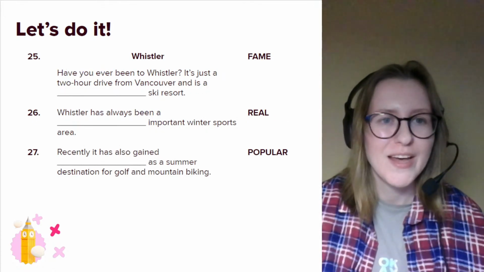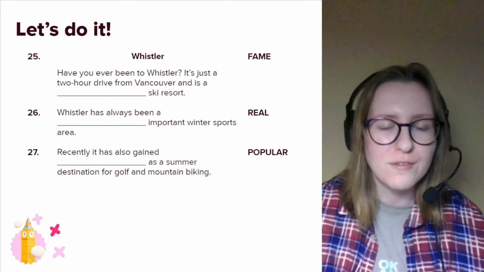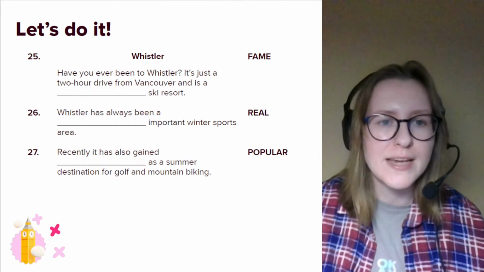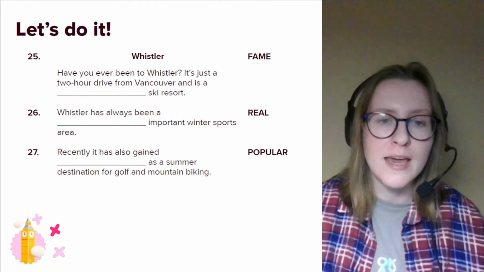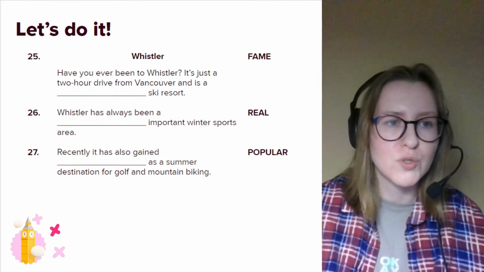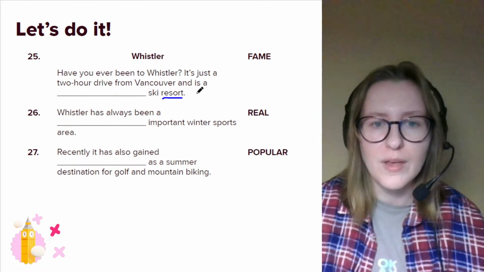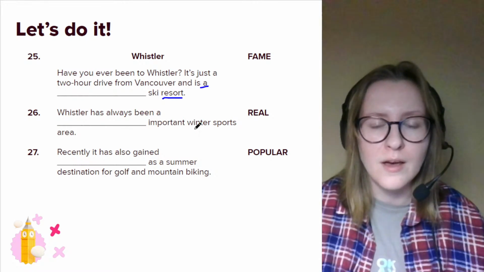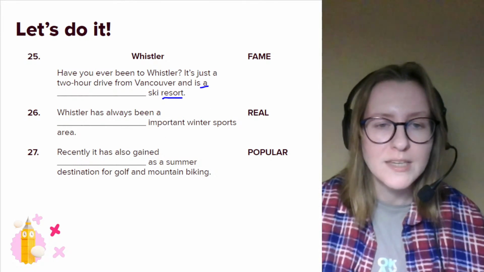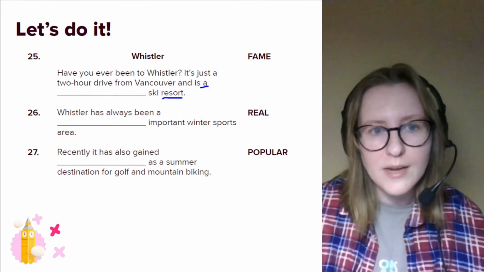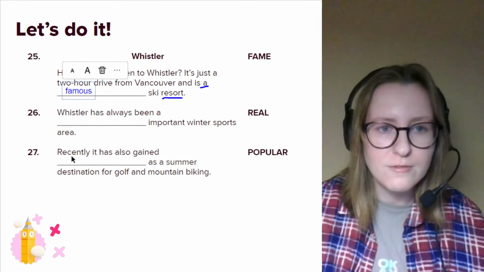Okay, got another one, guys. Moving on. Whistler. Right, let's read the first one. Have you ever been to Whistler? It's just a 2-hour drive from Vancouver and is a ski resort. We have a noun after the gap and an article before it. So the only thing that can separate an article and a noun is an adjective. We need the adjective famous here.